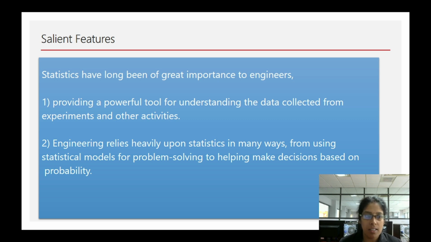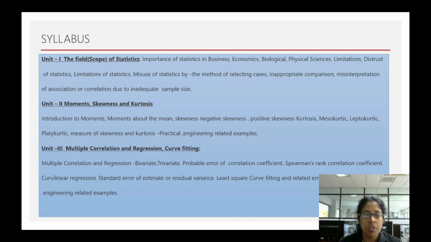The salient feature says that studying statistics acts as a powerful tool for understanding the data collected not only through experiments but also through activities such as surveys and sampling. Also, engineering depends heavily on statistics in many ways, maybe with the statistical models which are used for problem solving, and it also helps in decisions based on probability theory.